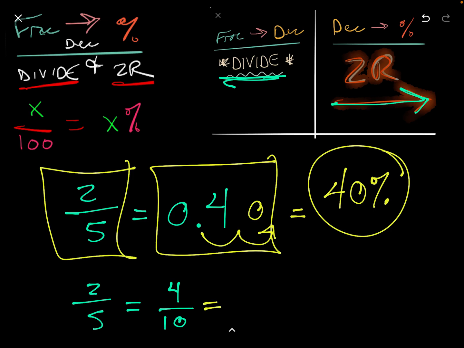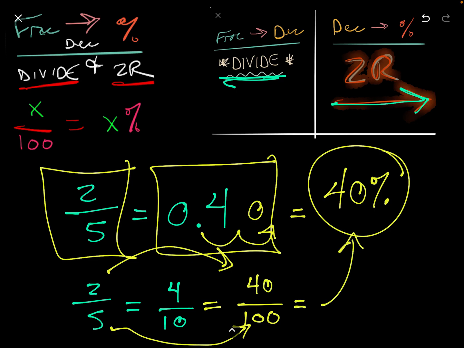Now the other thing that you could do, like I said, is get from 5 to 100 with a factor of 20. Multiply by 20 and do the same thing to the top. 2 times 20, 40 per 100, which equals 40%.